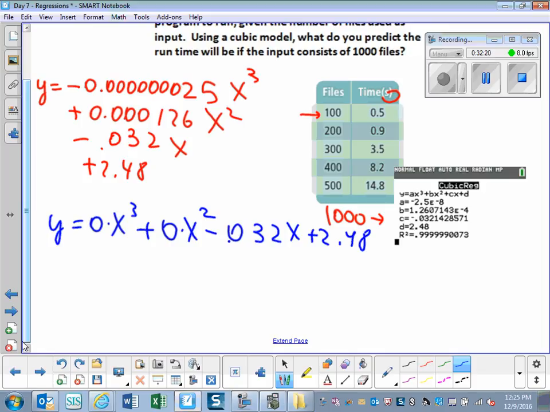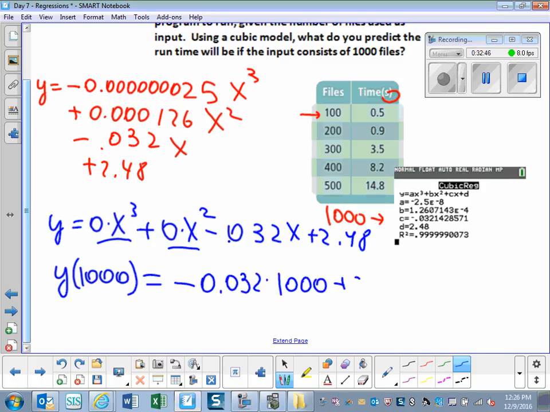Let's see. So if I get this model, and now I want to make my prediction about what happens when I give this computer program 1,000 files to process. What will my answer be? Y of 1,000 will be what? This is just 0, right? This is 0, correct? So minus 0.032 times 1,000 plus 2.48. What is the answer?